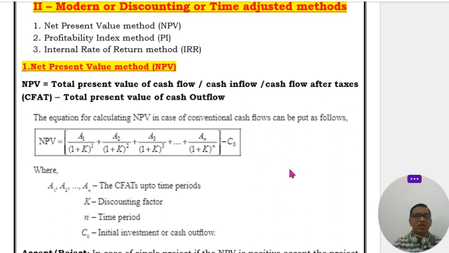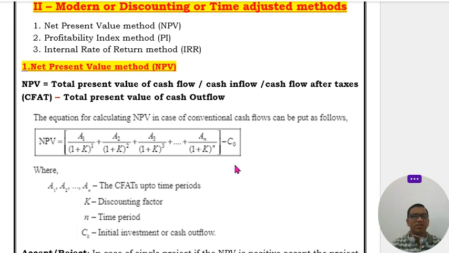NPV equals A1 divided by (1 plus K) to the power 1, plus A2 divided by (1 plus K) to the power 2, and so on, minus CO. A1, A2 stand for the cash inflows. K stands for the discounting factor, that is the table values. Time period stands for the first year, second year, third year. CO stands for the cost of investment, the initial investment. This is the technical formula, but I gave the simple formula: NPV equals total PV of CFAT minus total PV of cash outflow. Simple formula.